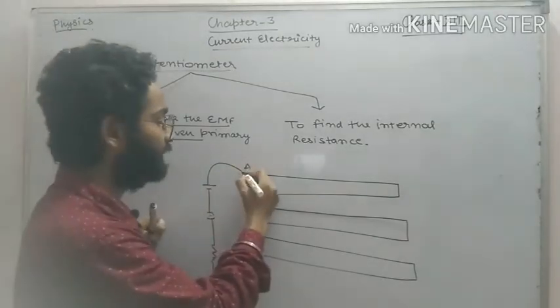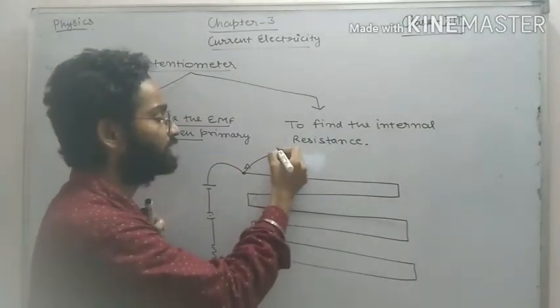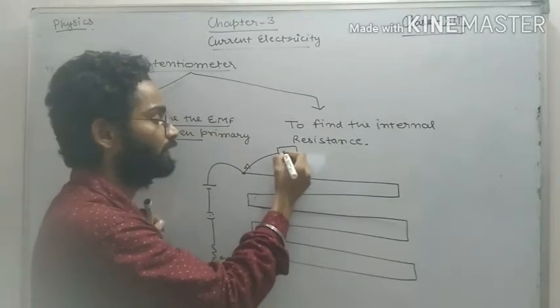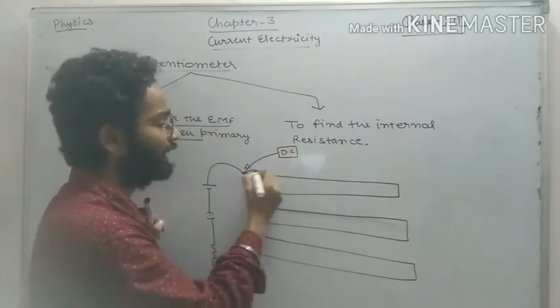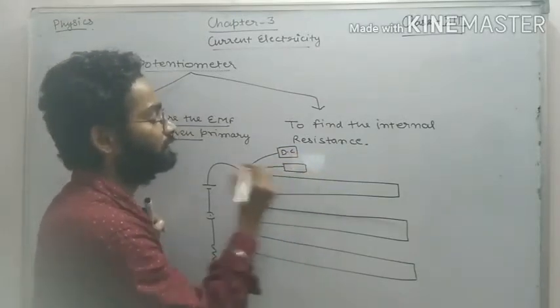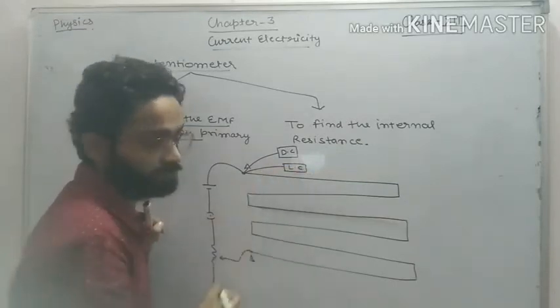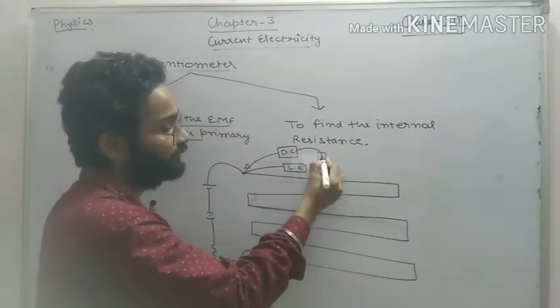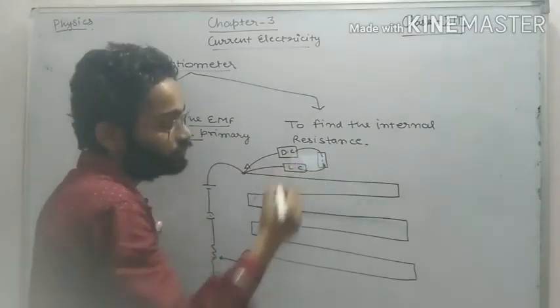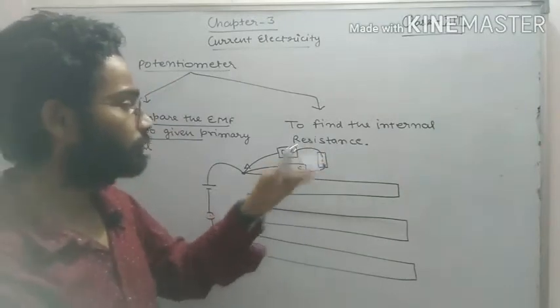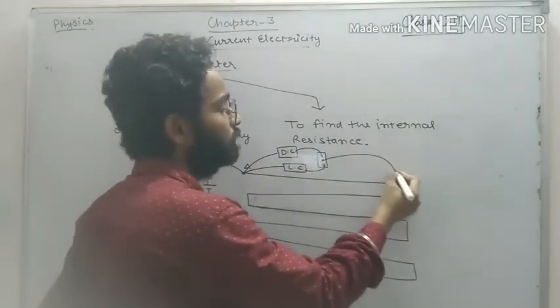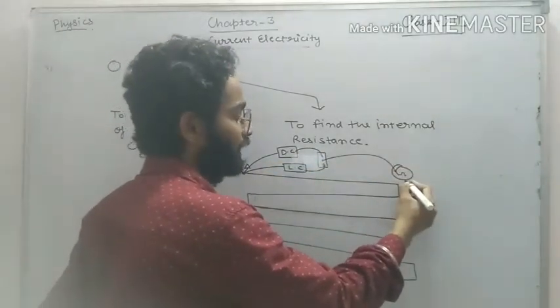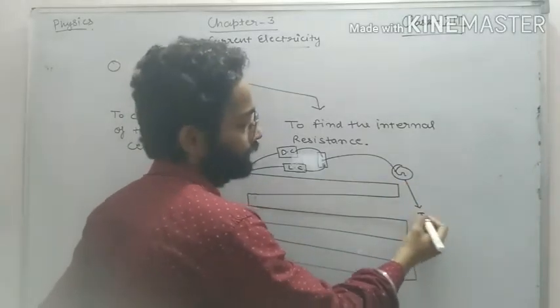And this point A should be attached to two of the cells. One is a Daniell cell we are taking, and another is a Leclanché cell. The other ends of these cells are attached to the two-way key. You must be learning what a two-way key is. This should be attached to the two-way key, and this mid part would be attached to the galvanometer, and this would be attached to the jockey.